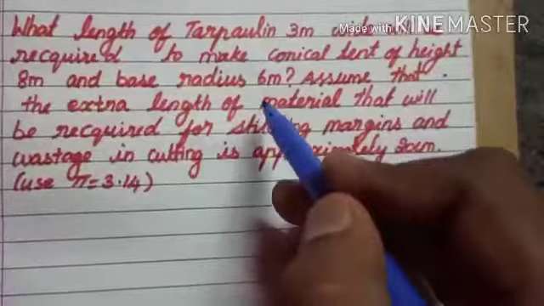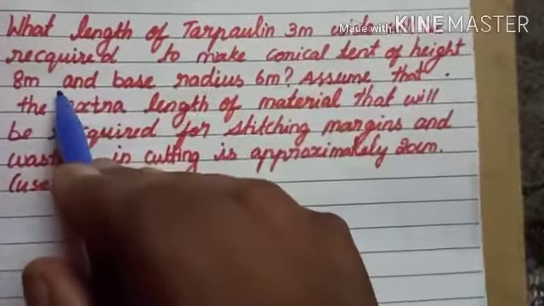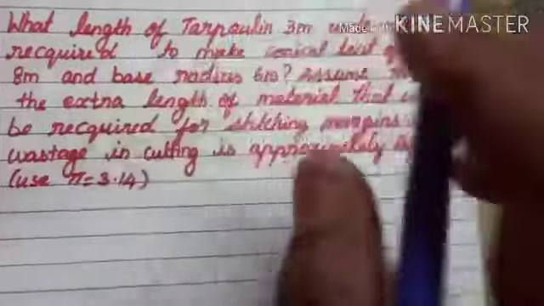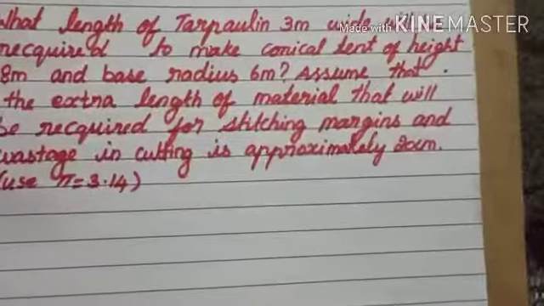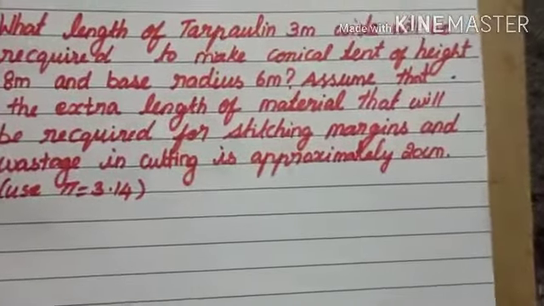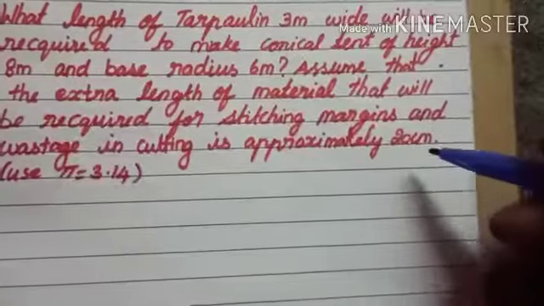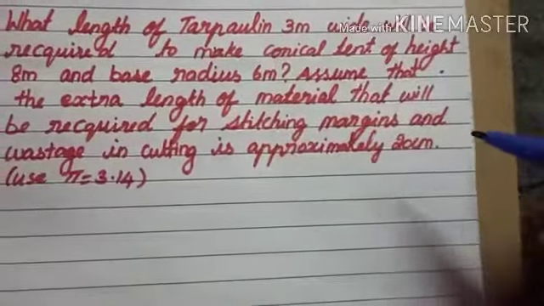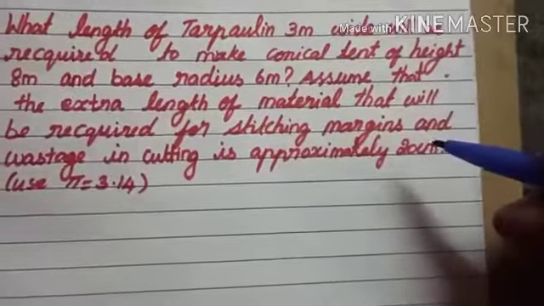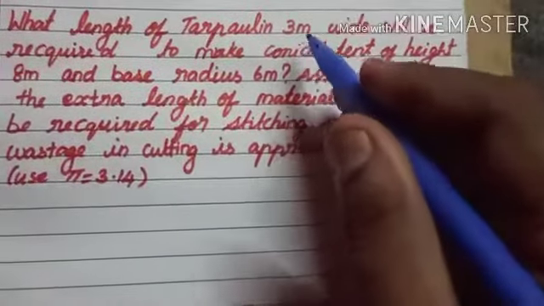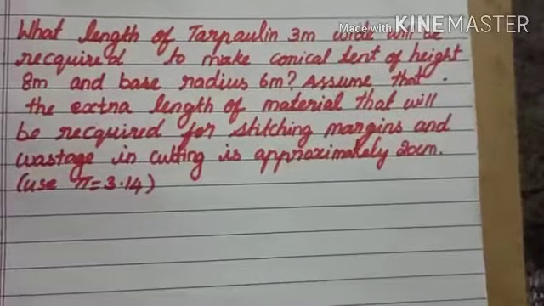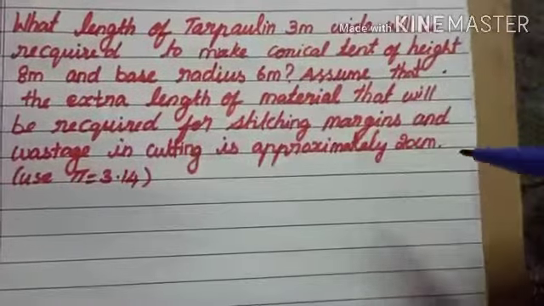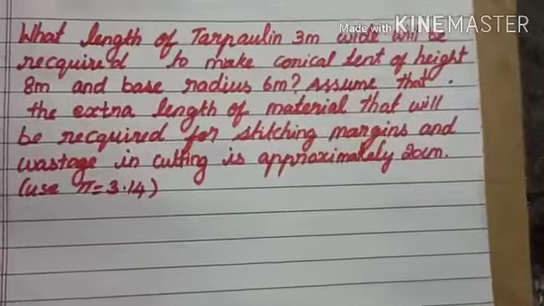So 6 meter radius and 8 meter height means you have a curved surface area. But for margin and wastage you need to add this 20 centimeter for the total tarpaulin. The tarpaulin is 3 meter wide, which means you must divide the curved surface area by 3. After that you add 20, and you get the value.